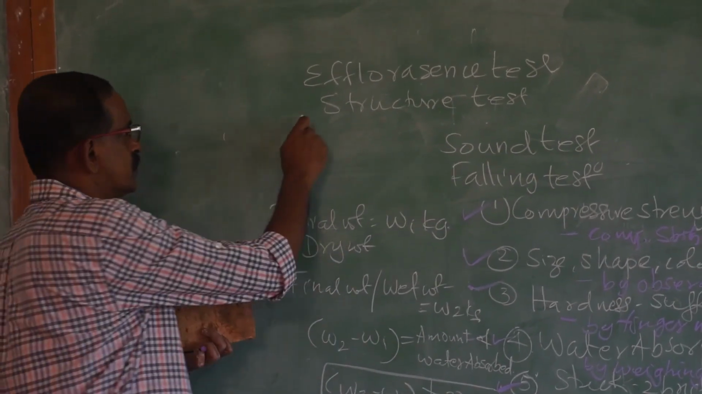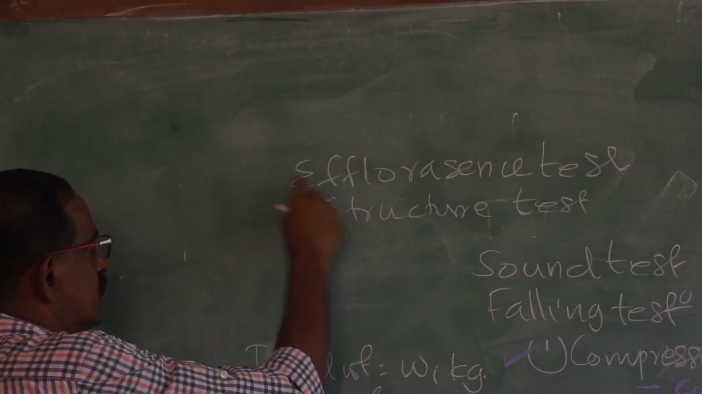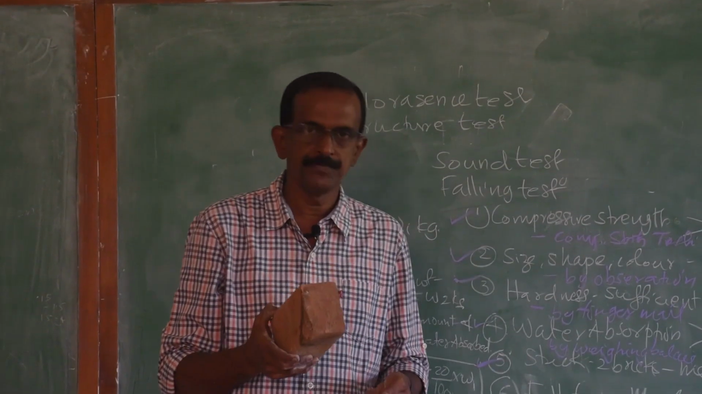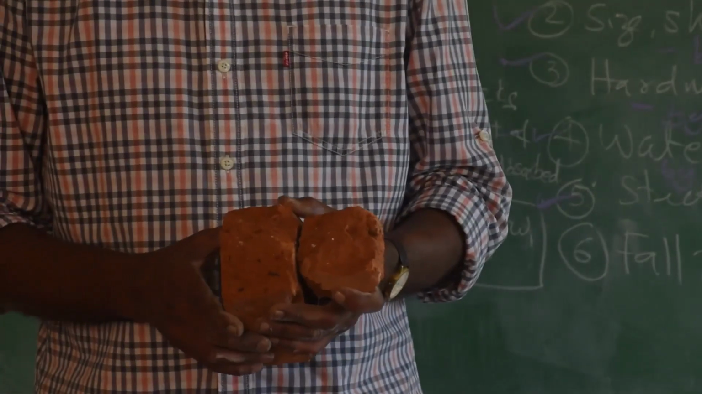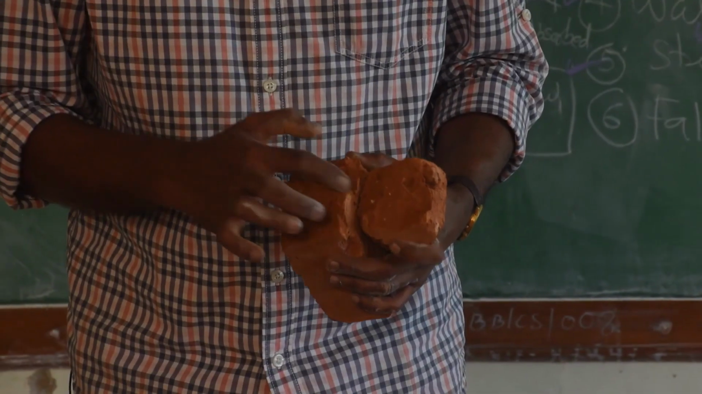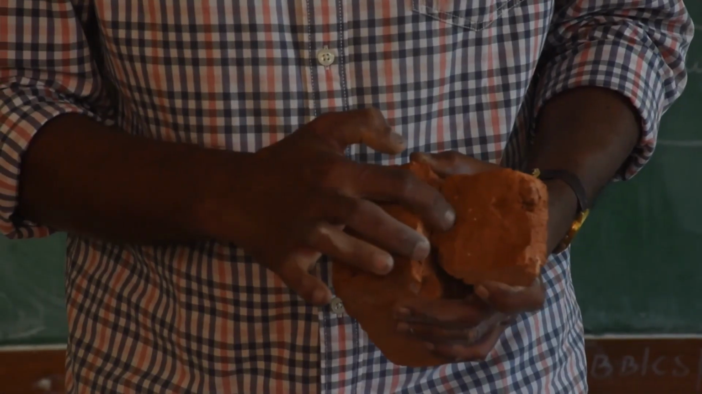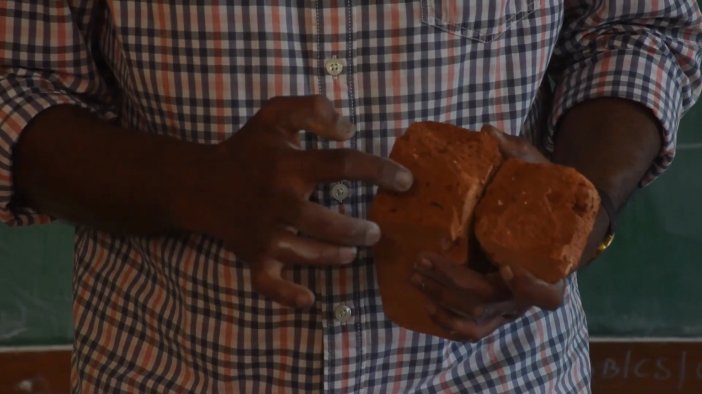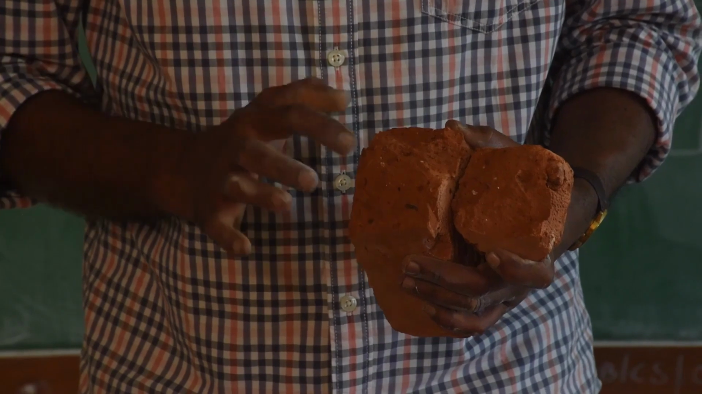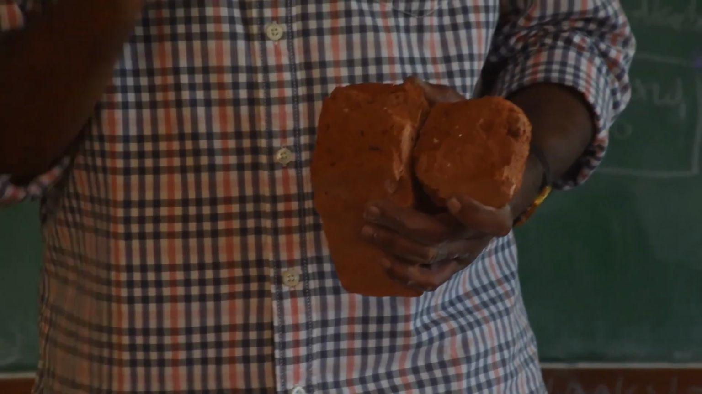And the last test, that is the structure test. Structure test, you have to take a brick and break the brick. Now, after breaking, examine the brick. You see here, inside you can see so many foreign materials, pebbles and cavities. So, the inside part should be uniform, free from foreign materials, free from cavities like this. So, that is the test.